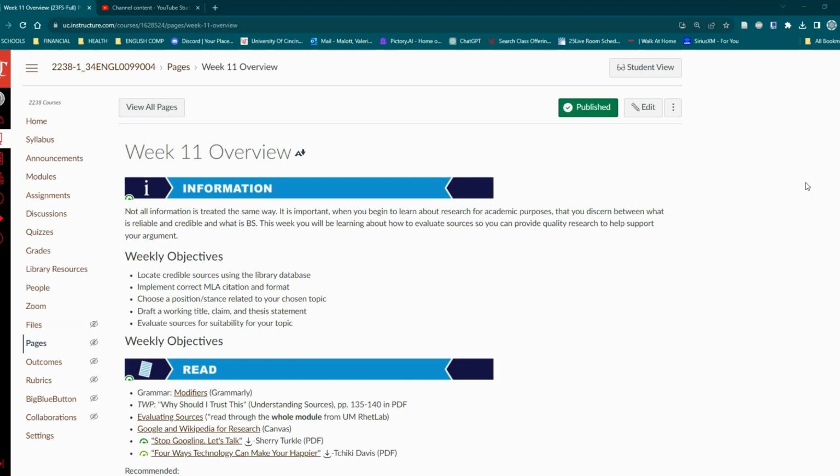So you're going to learn how to locate credible sources using the library database, implement correct MLA citation and format, choose a position or a stance related to your chosen topic, draft a working title, claim, and thesis statement. That's actually in preparation for next week, and evaluate sources for suitability for your topic.